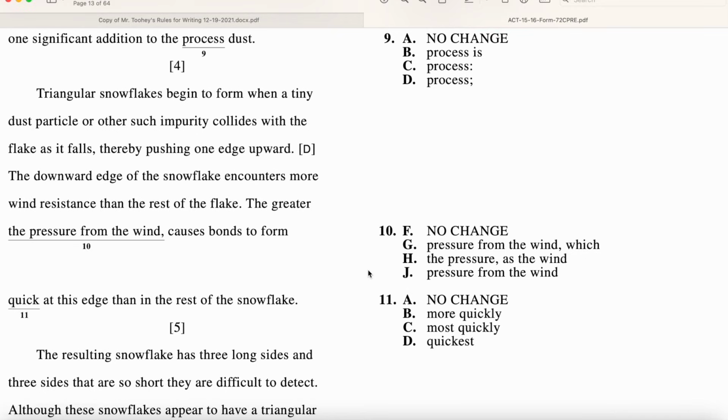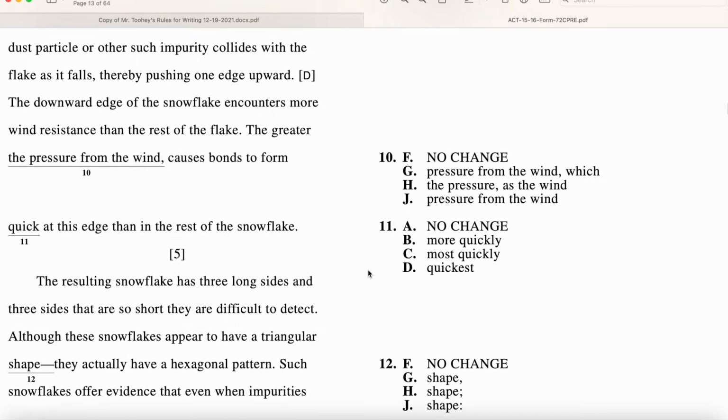Absolutely. Both of those are actually really tricky. Notice there's a comparison going on here, right? Something causes bonds to form more quickly at this edge than the rest of the snowflake. So you wouldn't say quickest at this edge than the rest of the snowflake. You're just comparing two things. One thing could be quicker than another, but you wouldn't say one thing would be quickest than another. That's the same problem with C as well. It's not most quickly than another, but more quickly than another is fine. That's why it sounds good. Questions about that, or does that make sense? No, sir, that makes sense.